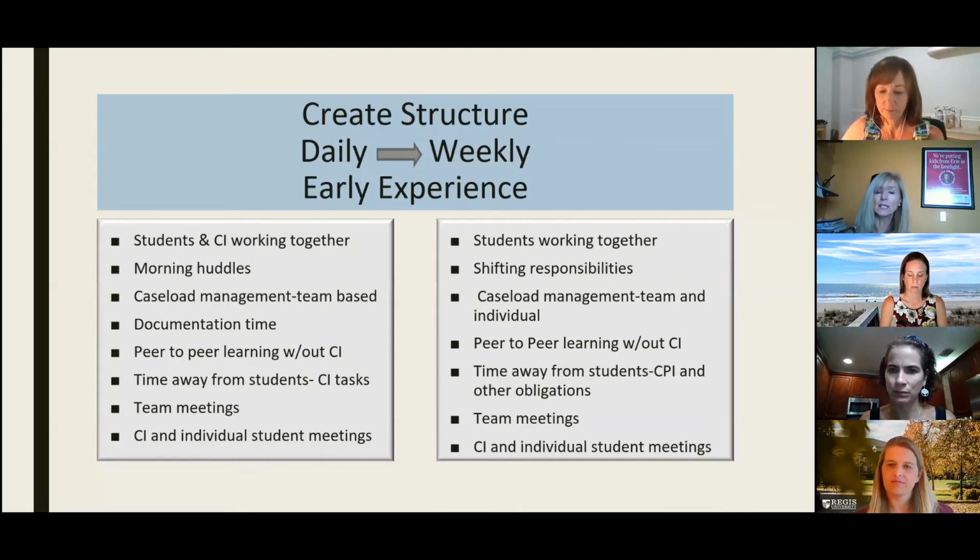Caseload management may be some team-based and individual-based. You might see that starting to emerge. And the CI is now walking away from actually putting their hands on patients. They are becoming the true teachers. Peer-to-peer learning, again, doesn't change, without the CI. Time away from students, again, thinking about how much time I need to get the CPIs done and the other obligations that I have.